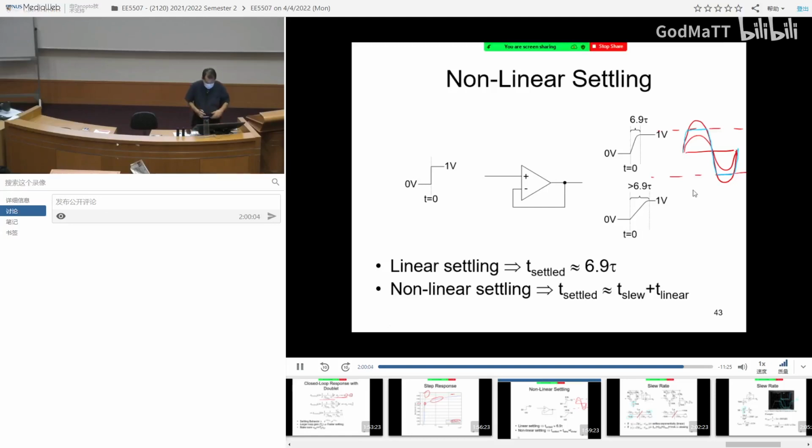And the total settling behavior, if you think about that, actually consists of two parts. The first part is slew. When the voltage difference is so big, the current gets clipped, and only slew behavior happens. Only when the voltage is reduced to some reasonable range does the linear system start to creep in, and then you have the linear settling behavior. So the total combined time is going to have both the slew time and the linear settling time, and it's going to be longer than your linear settling time alone.